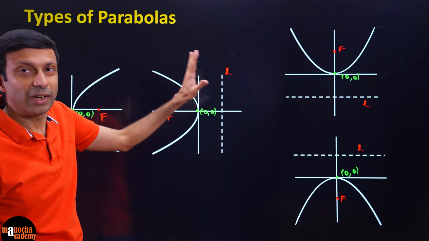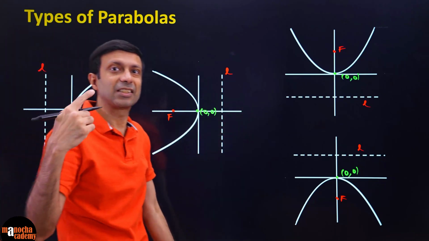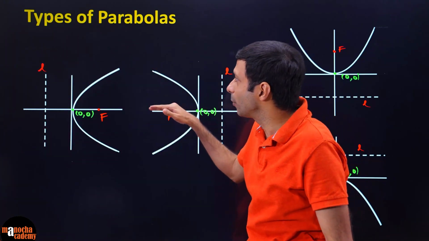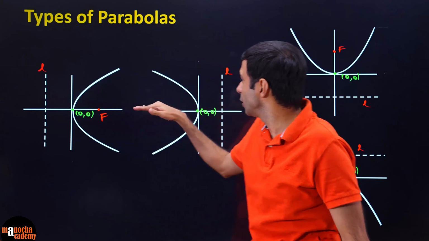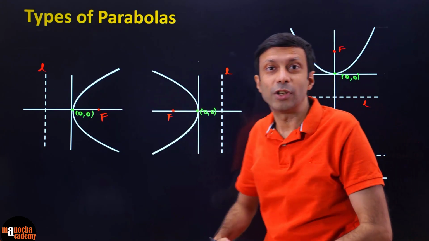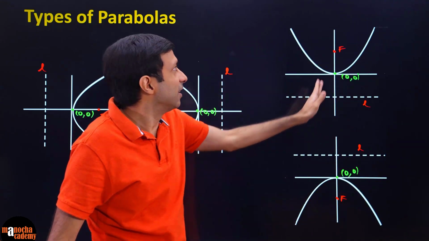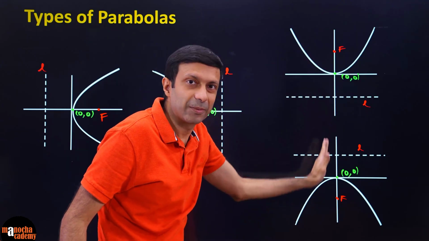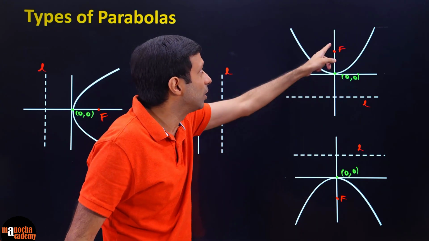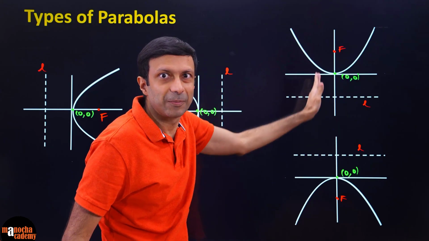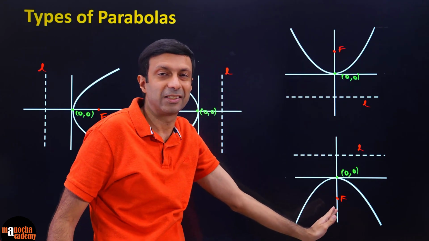Again, see, the vertex is always the origin, but the axes are different. Here the axis of the parabola is the x-axis. Here as well, the x-axis. For these parabolas, the axis is the y-axis, the line passing through the focus and the vertex. You can see this is the axis.